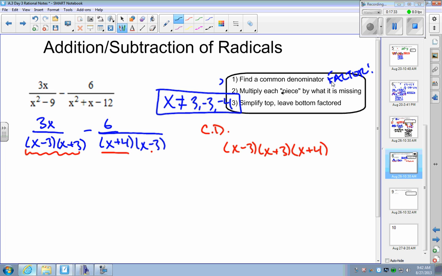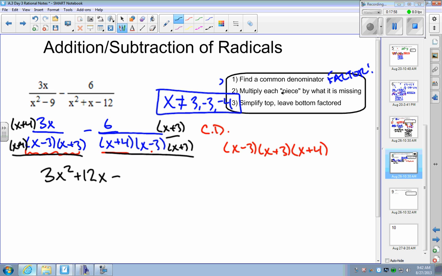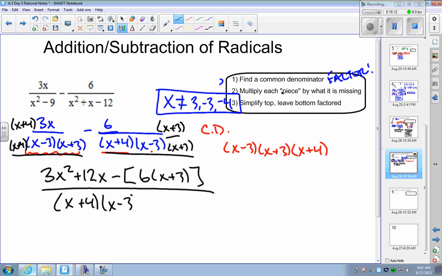Move to your second step. What is each piece missing to get it there? Well, this one's missing an x plus 4 over an x plus 4. Got my common denominator. This one's missing an x plus 3 over an x plus 3. Now I have the common denominator. Now we're just going to go ahead and simplify. Be careful with that minus sign, so I'm just going to use a bracket. It doesn't matter what order you write these on the bottom.